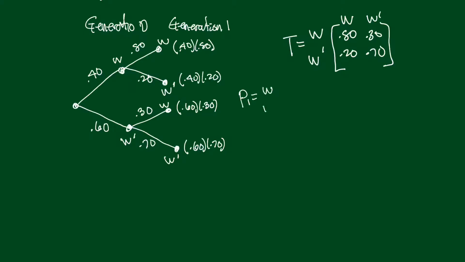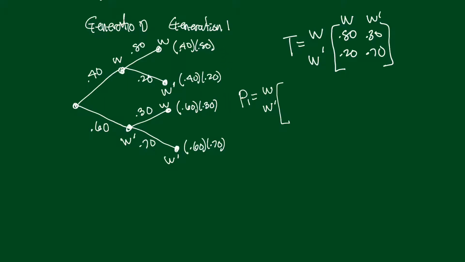This will be the next generation, the daughters: working, not working. So how are we going to get working here? Where do we get working? Working comes from this branch here, or plus this branch here, right? We can get it here, or plus here.